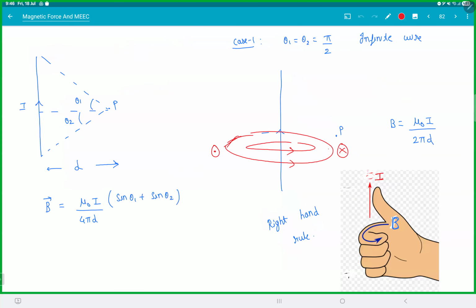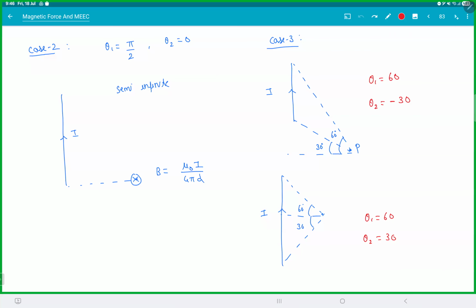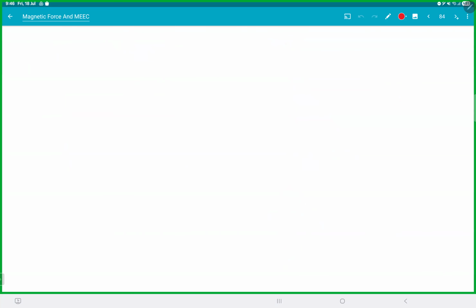There, so that's about the finite wire. Next thing, a current carrying arc. This is more easy.